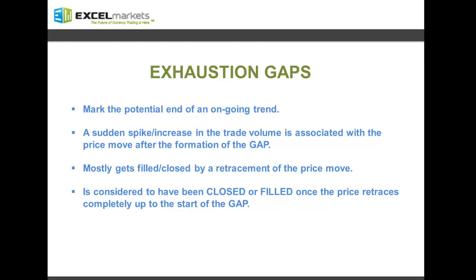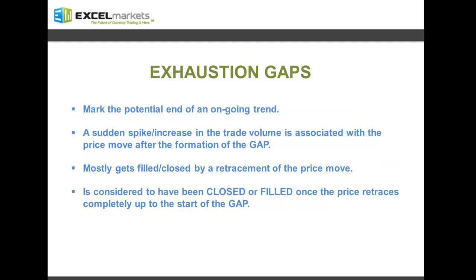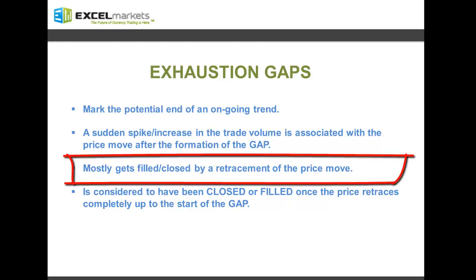The volume associated with the price move before the gap formation flattens, and then once the gap emerges, there is a sudden spike or increase in the trade volume associated with the price move after the formation of the gap. Just like the common gap, exhaustion gaps also mostly get filled as a result of price retracement in the direction opposite to that of the ongoing trend.